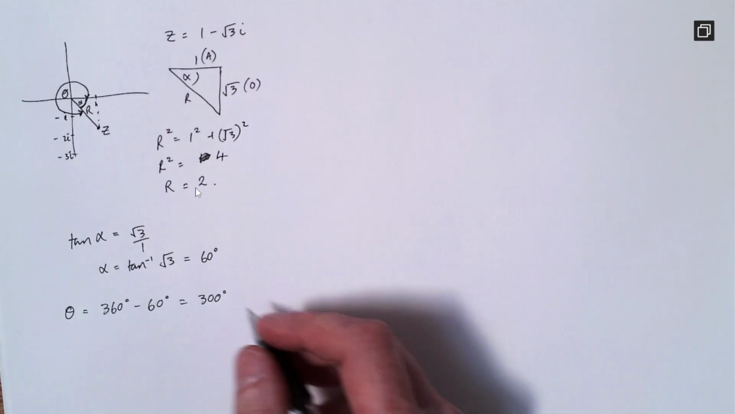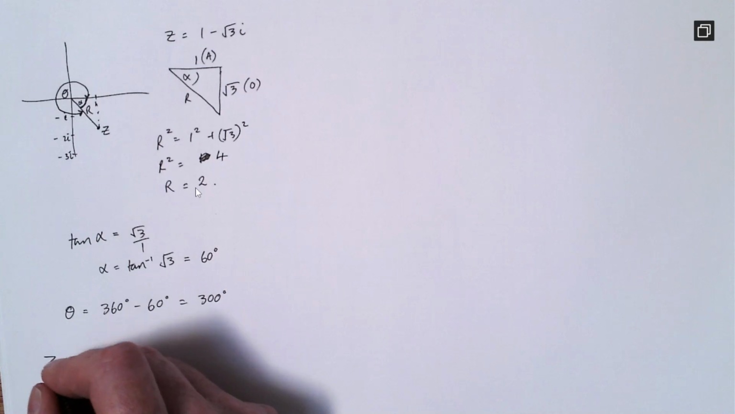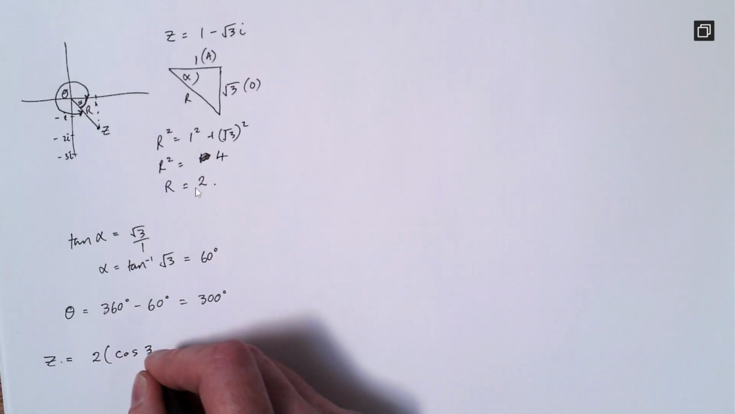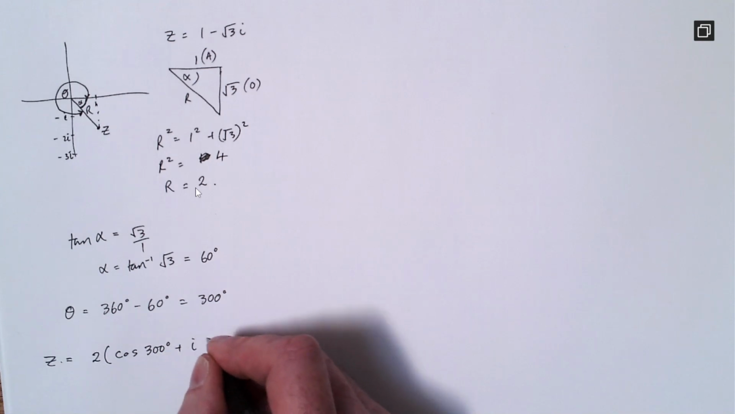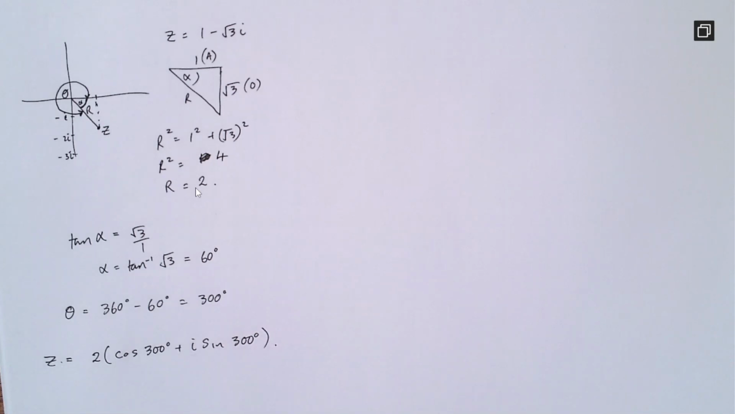So now we write it in polar form: z equals 2 times the bracket cos 300 degrees plus i sin 300 degrees. So that is z in polar form.